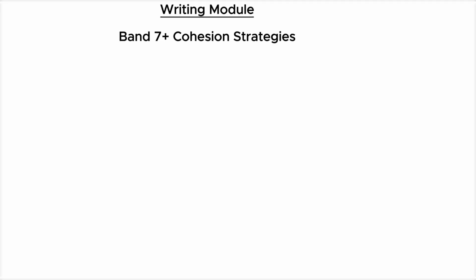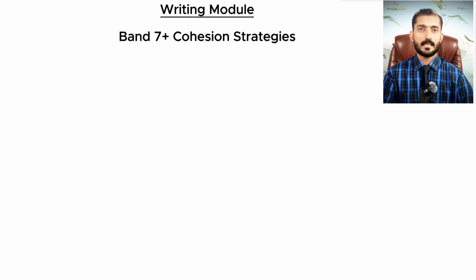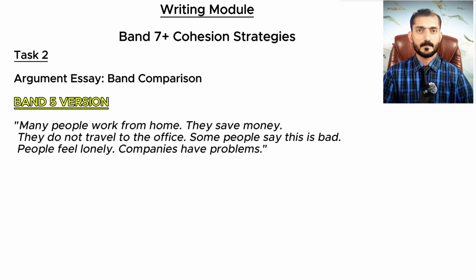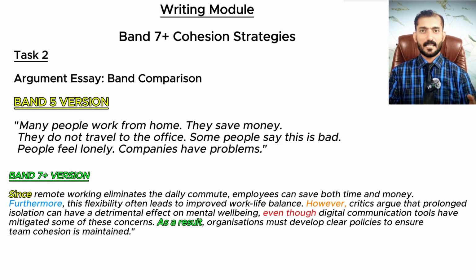Let me show you the difference between a band 5 and a band 7 paragraph using the same ideas. For example, look at these two paragraphs. These two paragraphs have the same ideas. The first one is clearly lacking in bridging among the ideas and seems like separate sentences instead of a bunch of connected sentences forming a paragraph.